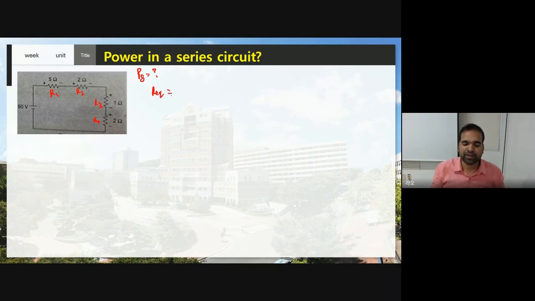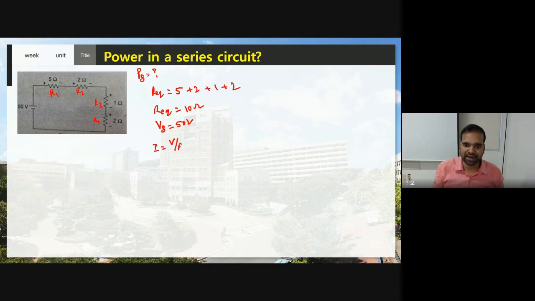So here R equivalent equals what? 5 plus 2 plus 1 plus 2. Therefore, here R equivalent equals a total of 10 ohm. Okay, clear? Now, once I know R equivalent and you know the source voltage Vs equals 50 volt, can you find the current? Of course, I equals what?